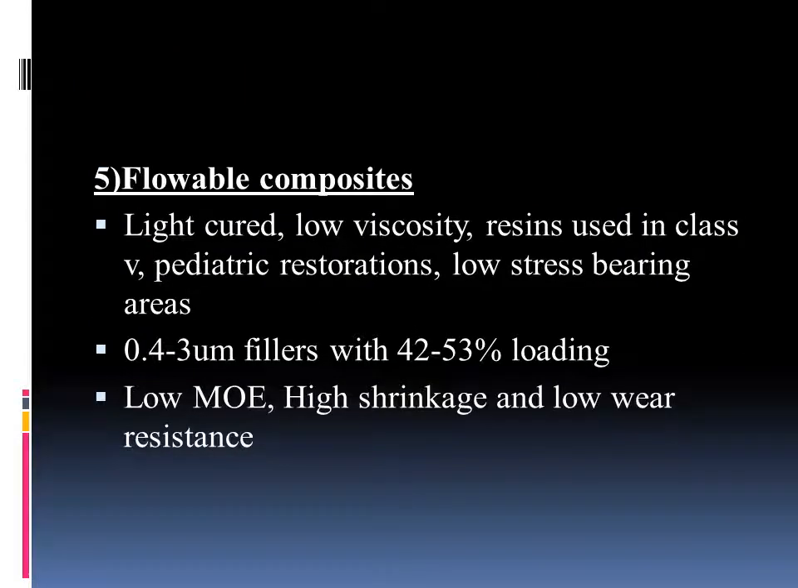Then the flowable composites, we can say they are the opposite of packable composites, where they have low viscosity and the filler content is low, and they're usually used in class 5 pediatric restorations, low stress bearing areas, because they have less filler content, 0.04 to 3 micron fillers with only 42 to 53% loading. So they have high shrinkage because obviously the filler content is low, low modulus of elasticity and low resistance. So high shrinkage and inferior mechanical properties.